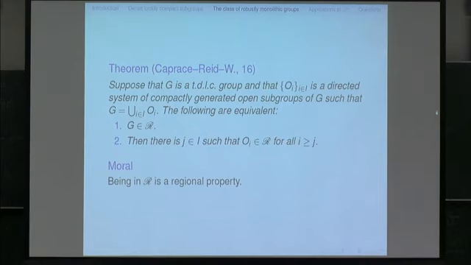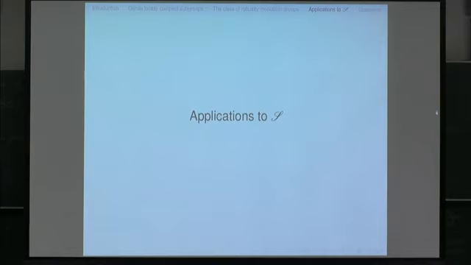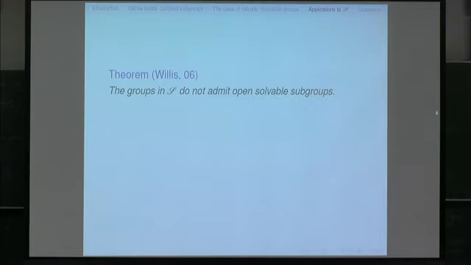Okay, so now we have this general class R, we've proved some things about it, we've amused ourselves, but the whole point was to say something about groups in S. So let's try to use what we prove about R to tell us things about S. A theorem due to George Willis is that the groups in S do not admit open solvable subgroups. This is a generalization of the well-known result that if you look at a simple p-adic Lie group, you have no open solvable subgroups because you have a simple Lie algebra.